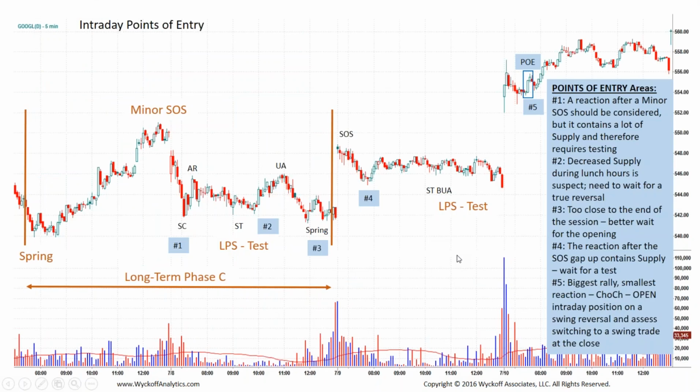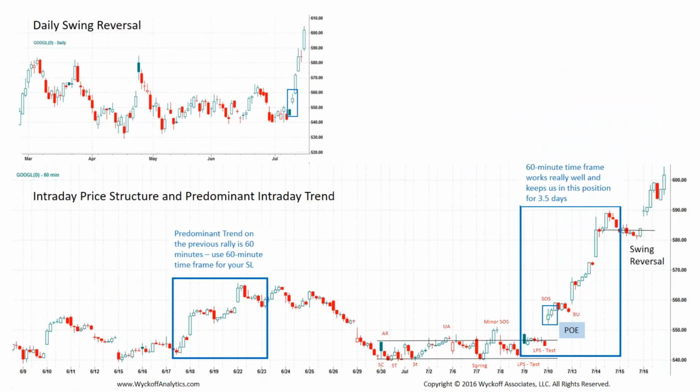Now let's look at more of the intraday action, and let's see where we could potentially have a point of entry. As we are expecting a sign of strength on the intraday basis, as we see the gap, we are probably thinking that this gap is our first commitment to the upside.